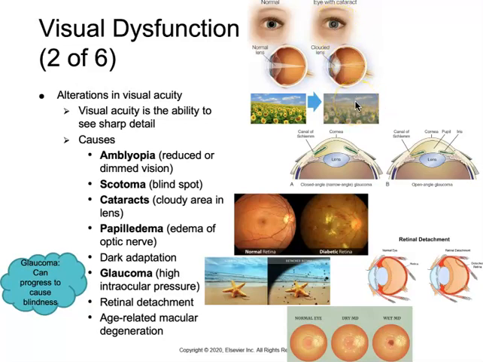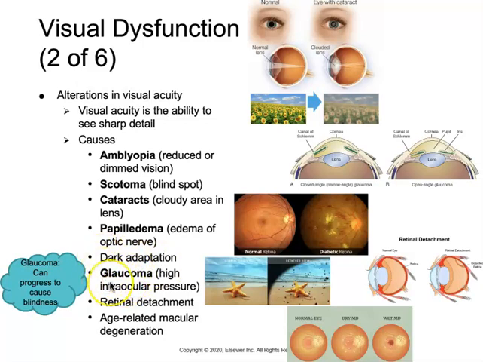Treatment would be to have surgery to remove the cloudy lens and replace it with an artificial lens. Then we have our papilledema, which is edema of the optic nerve. And then we have dark adaptation. This is when we have a change in how well we can see when we're transitioning from a bright environment to a dark one. You may have a decreased ability to be able to adjust to low light, for instance.